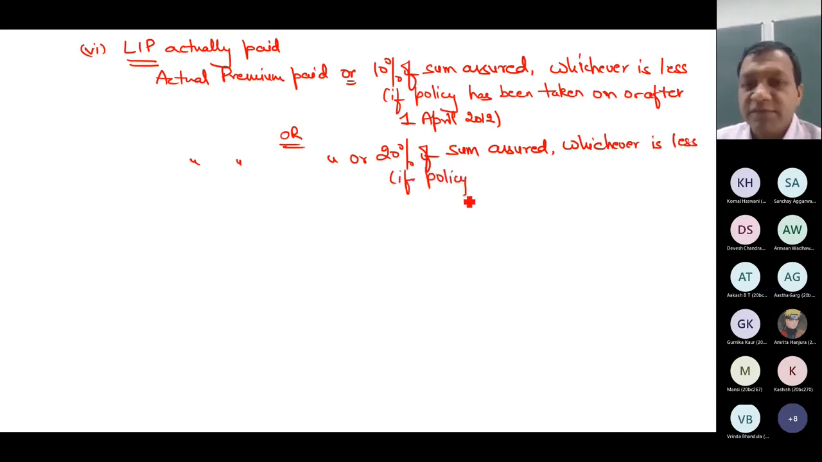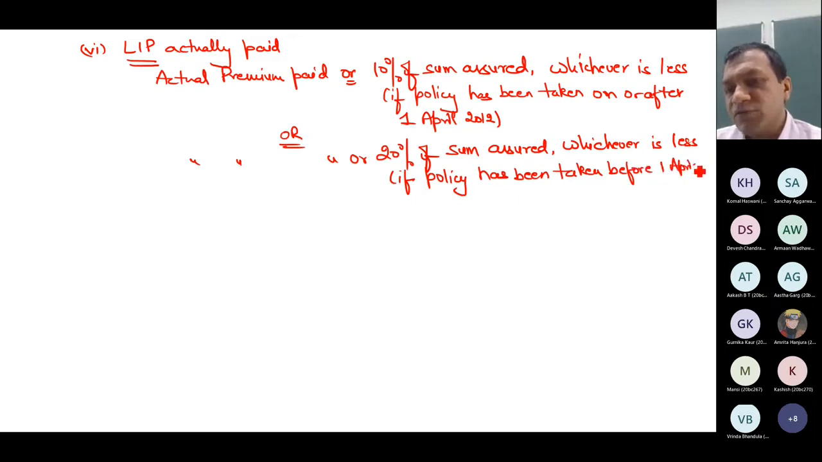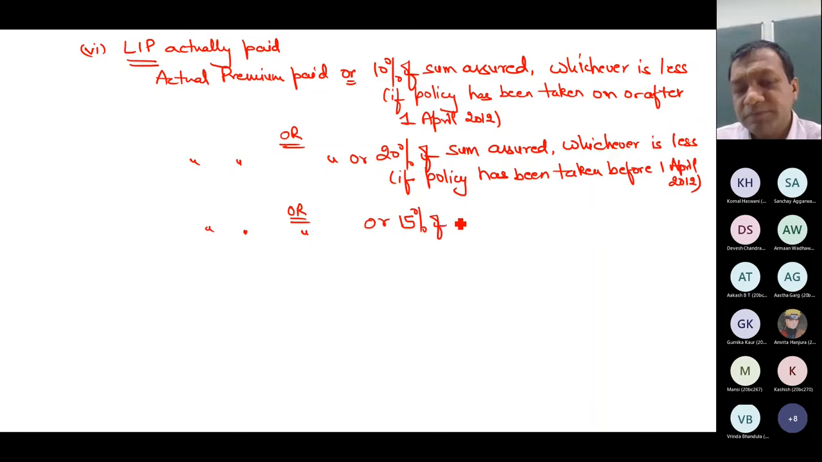If the policy has been taken before 1st April 2012, because till 31st March 2012 this percentage was 20%. After the amendment in the act from 1st April 2012 policies, the percentage has been lowered: the actual premium paid or 15% of the sum assured, whichever is less.